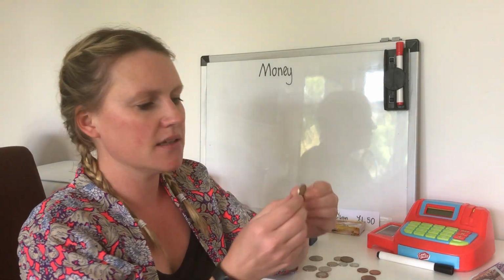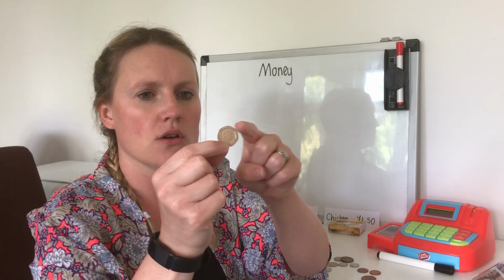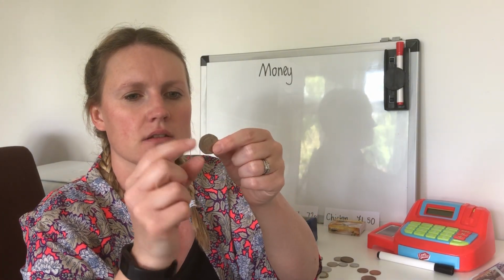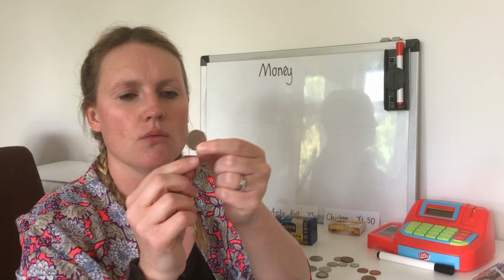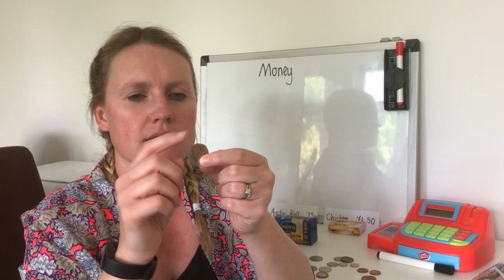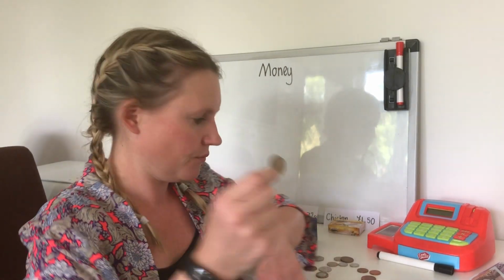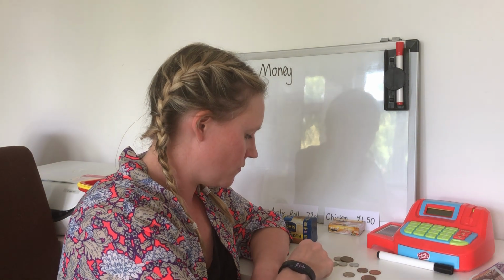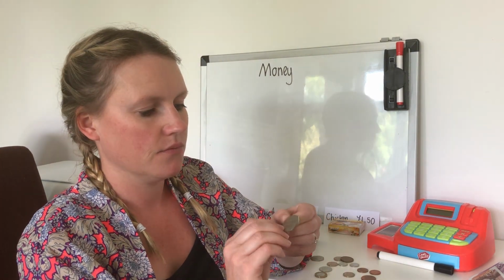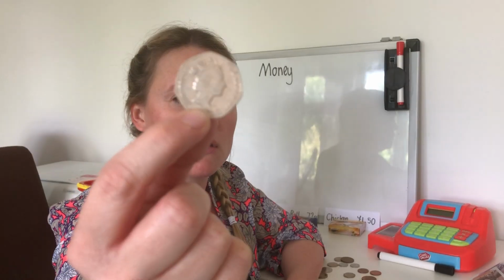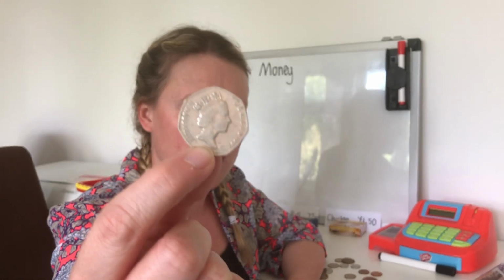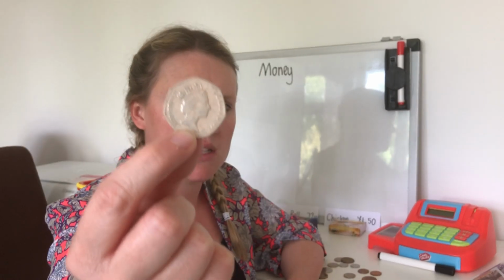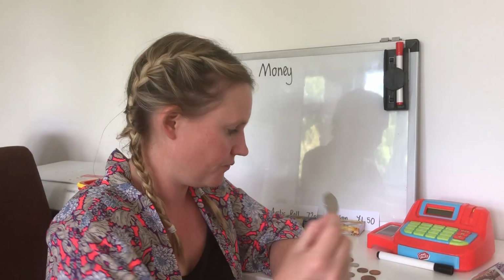Okay, and this one, let's just count how many sides this one has. 1, 2, 3, 4, 5, 6, 7. 7 sides. So this is a heptagon, and it is 20p. So double 10. And here we have one of the largest size coins, and it's silver, and this one is 50p. Can you say that? 50p.